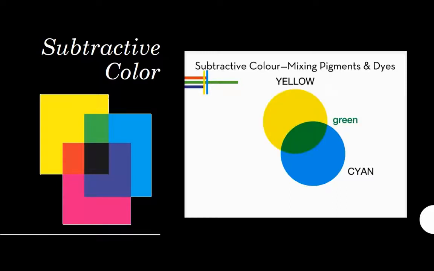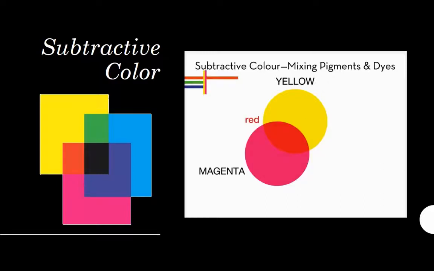Yellow ink absorbs the blue light. Cyan ink absorbs the red light. Thus only green light remains. Green is a subtractive secondary color achieved by mixing two primaries. Yellow ink absorbs the blue light. Magenta ink absorbs the green light. Only the red light remains. Red is a subtractive secondary color achieved by mixing two primaries.